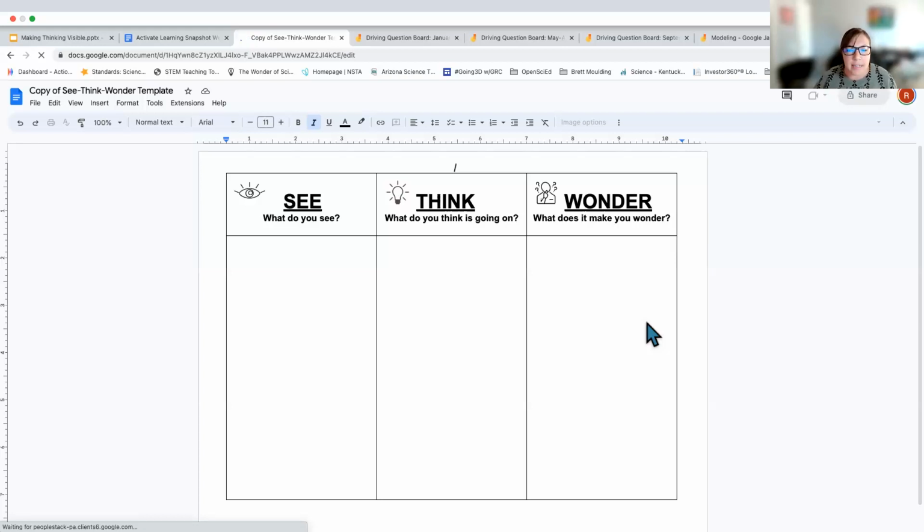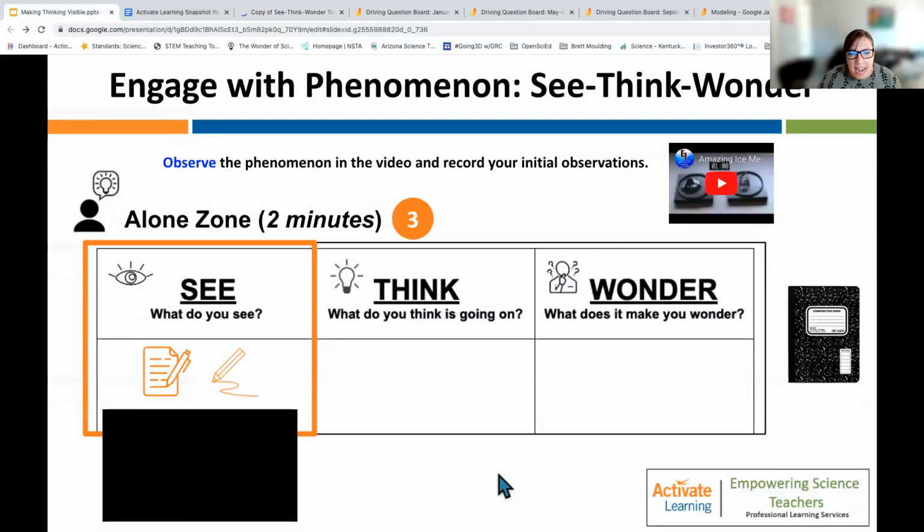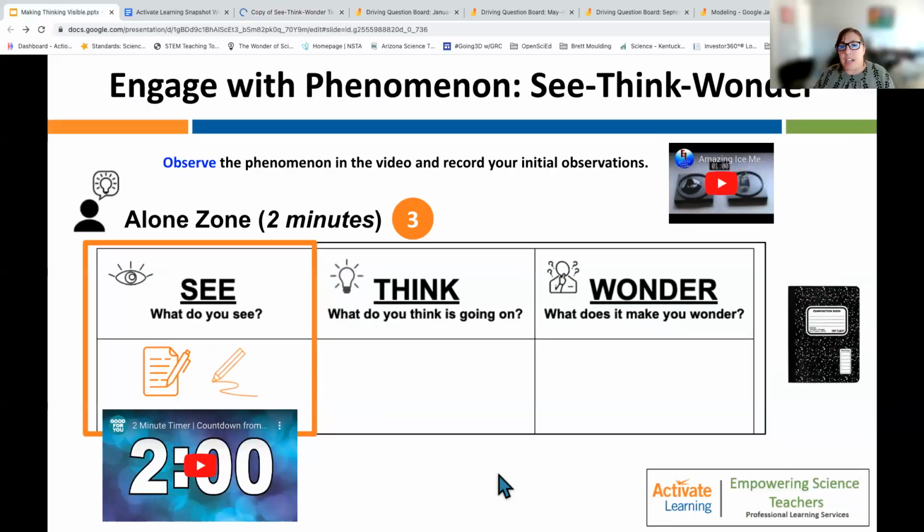Now, if I were with students in the classroom, I would be doing this inside of their notebooks. I would ask them to draw a See, Think, Wonder table, similar to a Notice, Wonder table, same idea. And so now that I've got folks ready, thank you for the feedback. What I'm going to ask you to do now is I'm going to play the video. I'm going to show you the phenomenon, and I want you to observe it.